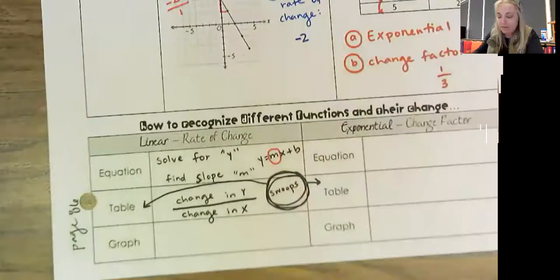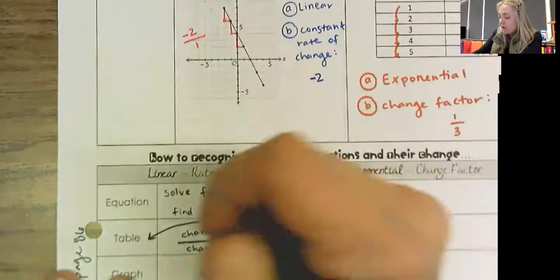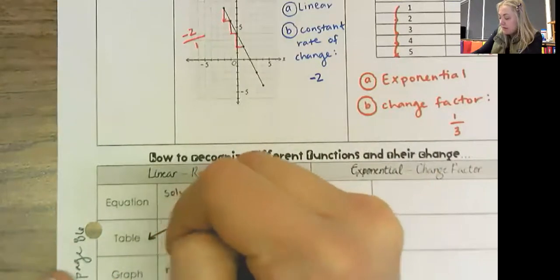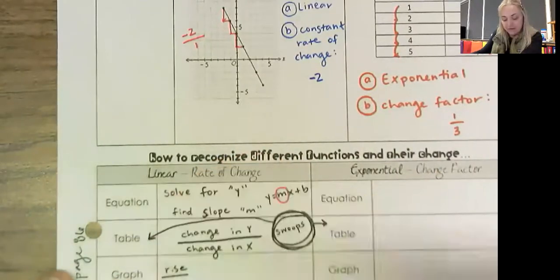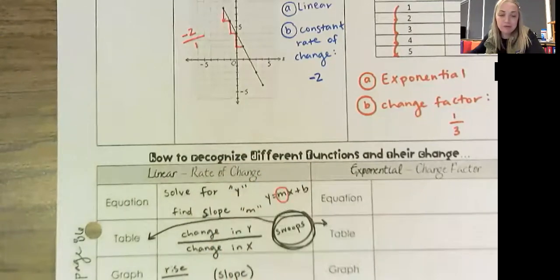Okay, on a graph, how do you tell the rate of change in a graph? Well, you look at the rise over run. This one was going down and to the right, but it'll always be either up or down for your rise, and then right or left for your run. So again, I'm just finding the slope there.